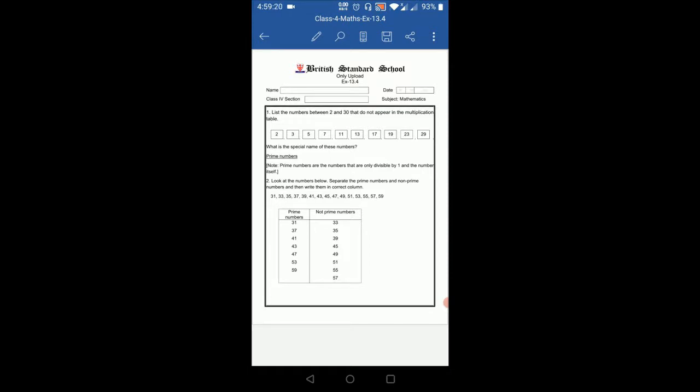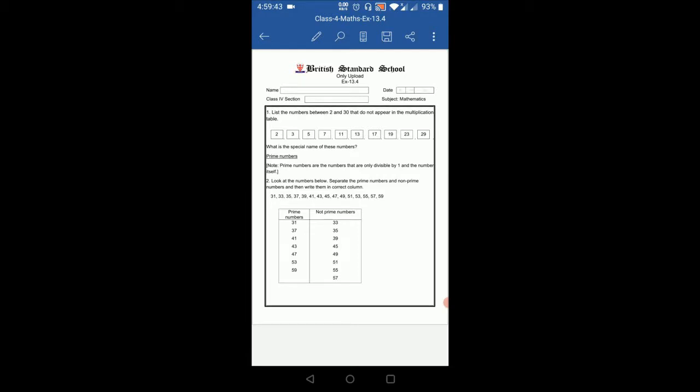As the sum of these digits is divisible by 3, that means the whole number will be divisible by 3. That means 51 is divisible by 3. For example, 47. The digits are 4 and 7. 4 plus 7 is 11, but 11 is not divisible by 3. That's why 47 is not divisible by 3.